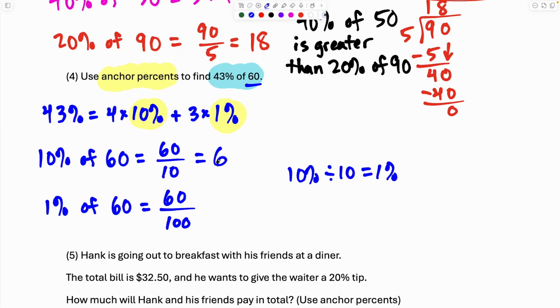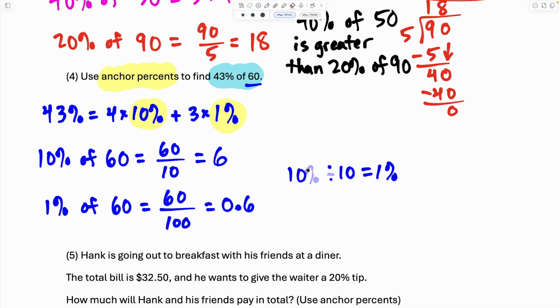So if I take 6 and divide by 10, that's going to give me 0.6, which is equivalent to 60 hundredths. 60 hundredths is 0.60, and when you have a decimal with a 0 at the very end, you could get rid of that 0 at the very end and have an equivalent decimal.